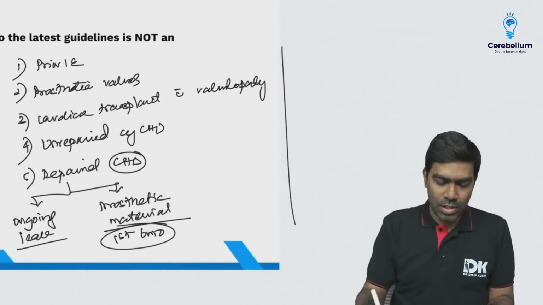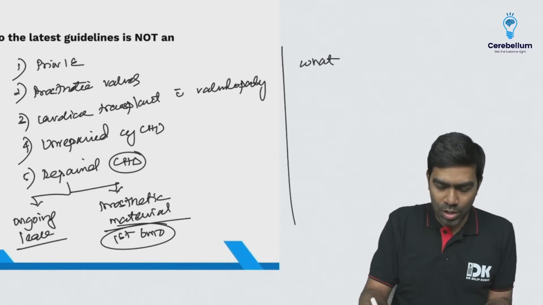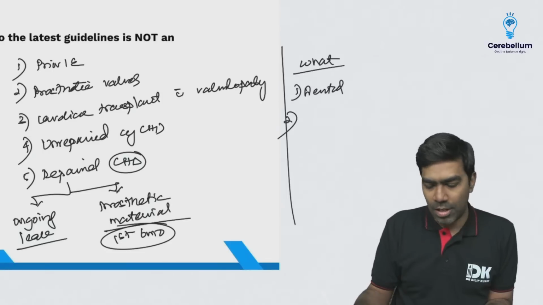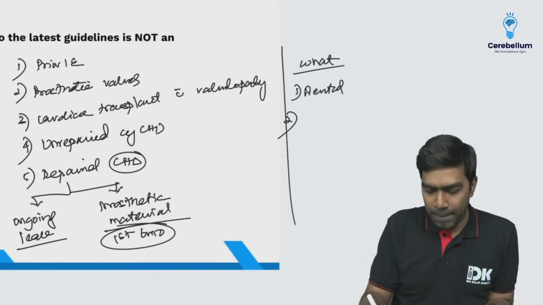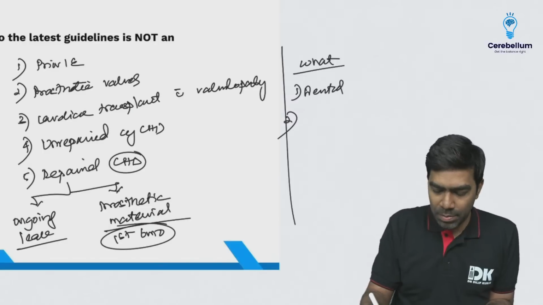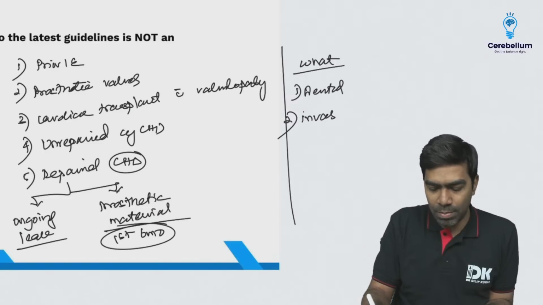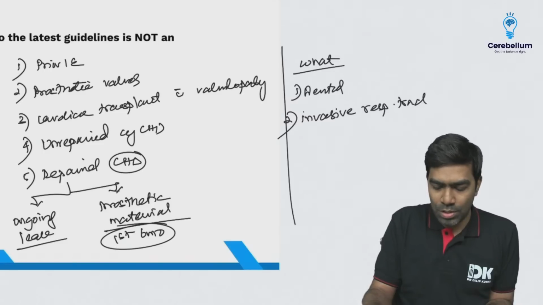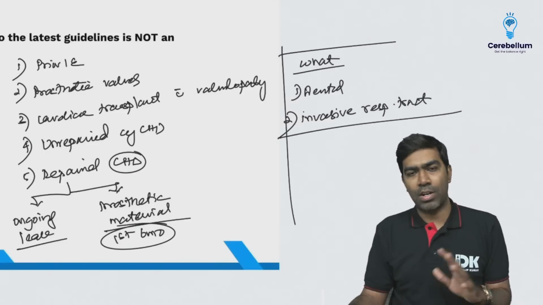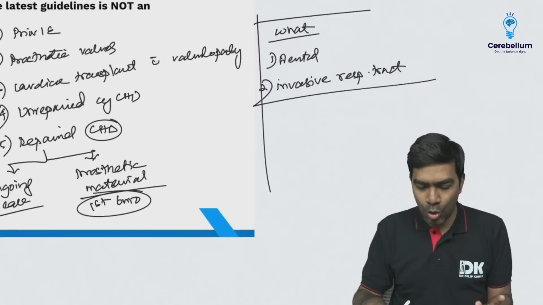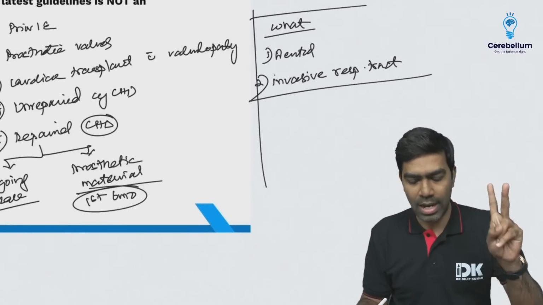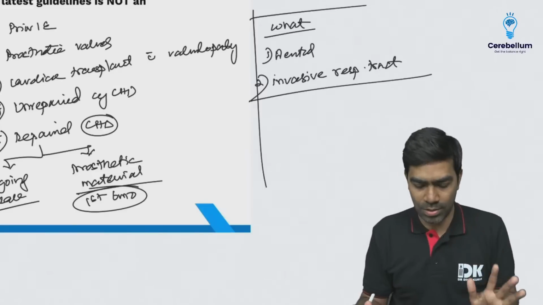And for what procedures do you give it? Only for 2 procedures. One is dental procedures, including root canal treatment. Number 2 is invasive respiratory tract procedures like bronchoscopic biopsy. Only for these two procedures, prior to these procedures, you have to give. Other procedures, no. Only two procedures, dental and invasive respiratory tract procedures.